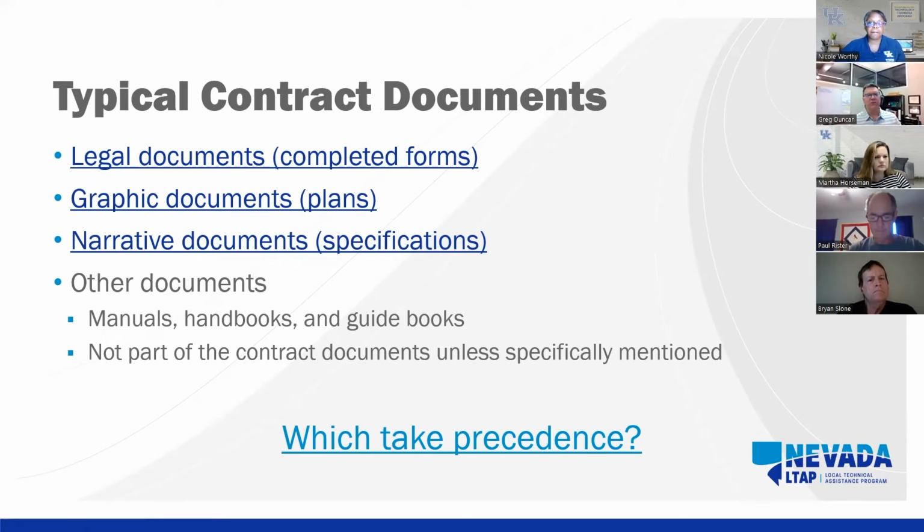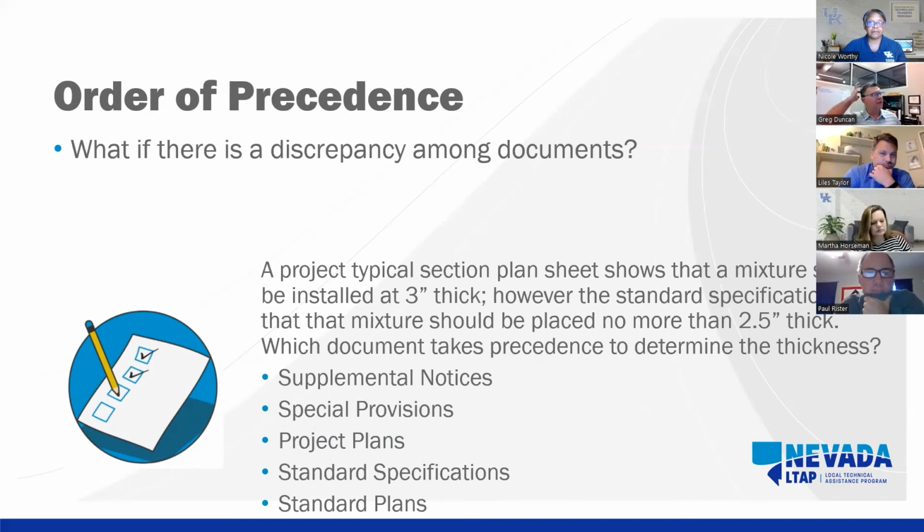Which contract documents take precedence? What if there's a discrepancy among the documents? So the question is, a project typical section plan sheet shows that a mixture should be installed at 3 inches thick. However, the standard specification says that the mixture should be placed no more than 2.5 inches thick. So that's a discrepancy in our contract language. Which document takes precedence to determine the thickness? And your choices there are supplemental notices, special provisions, project plans, standard specifications, or standard plans.